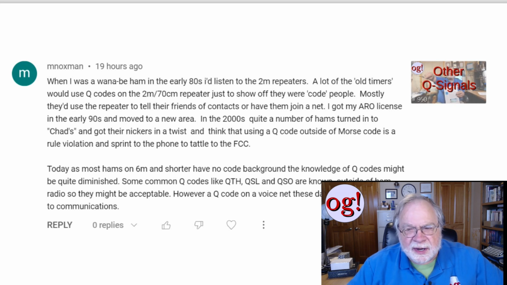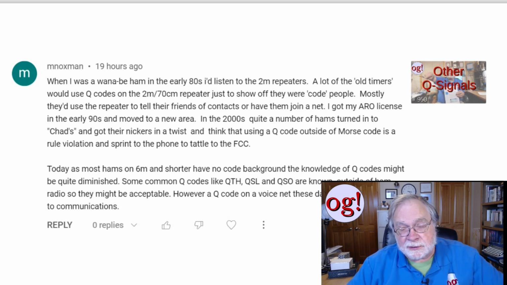Is he referring to like Karens or something? And think that using Q code outside of Morse code is a rule violation. It definitely is not a rule violation. They're very well understood. Today, as many hams on 6 meters and shorter have no code background, the knowledge of Q codes might be quite diminished. Maybe, but they're on the test.